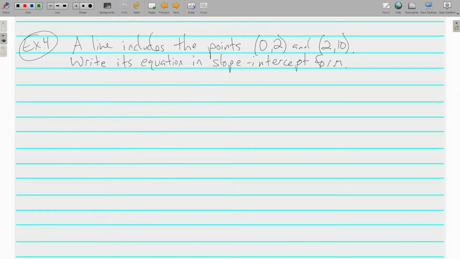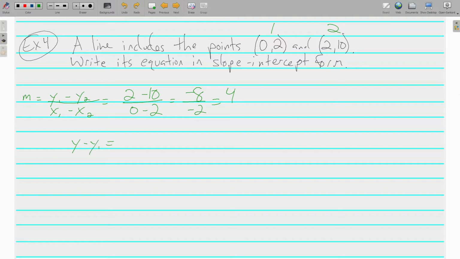Here's another one with 2 points. Let's find the slope. y1 minus y2 over x1 minus x2. I'll make this 1 and this 2. Looks like we've got 2 minus 10 over 0 minus 2. Gives us -8 over -2. Our slope is 4.